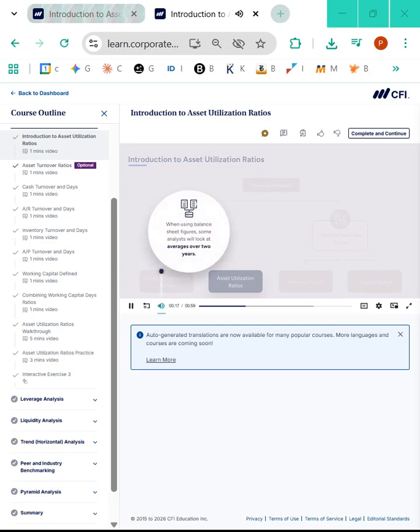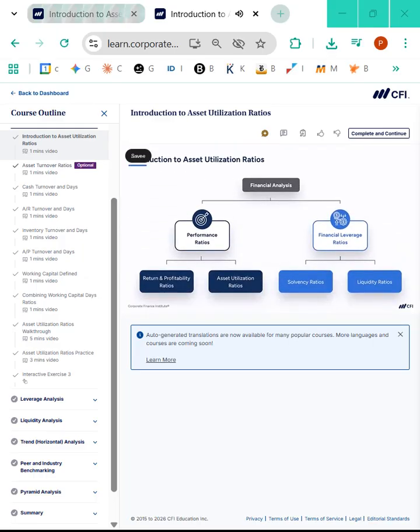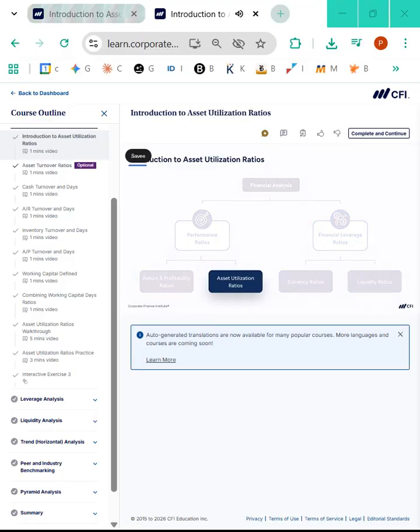Our second group of ratios is critically important to understanding how well a business manages and leverages its assets to generate revenues. I'm going to repeat a really, really important point when analyzing the balance sheet.